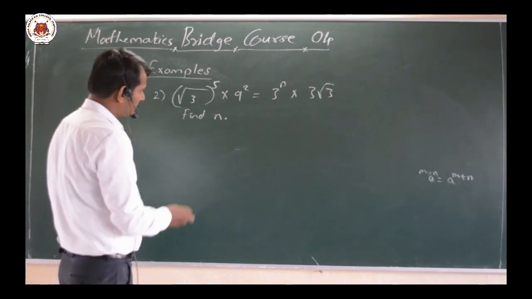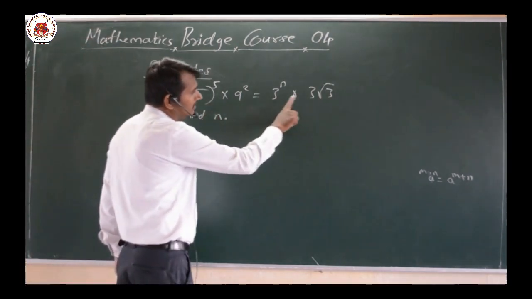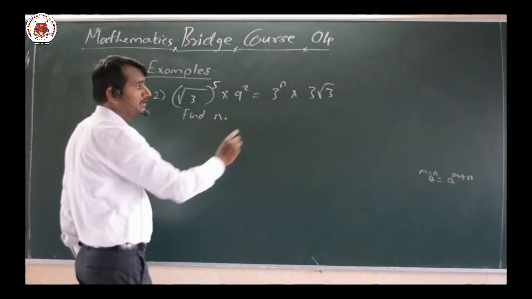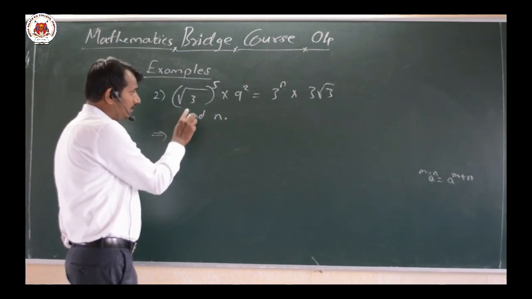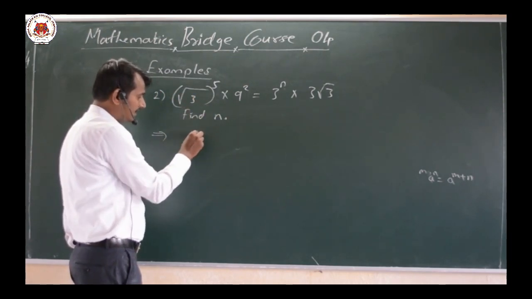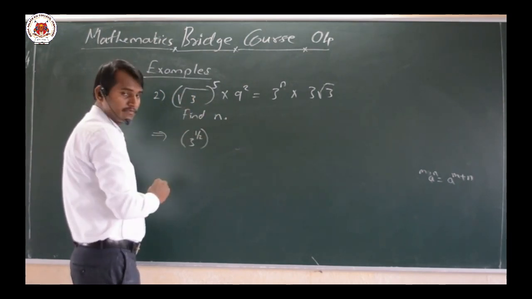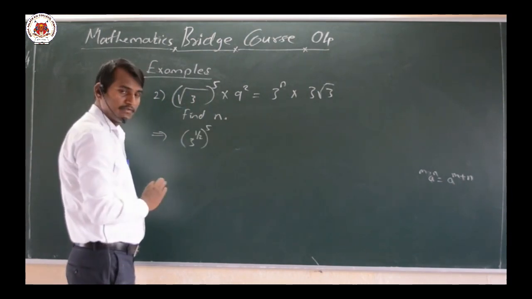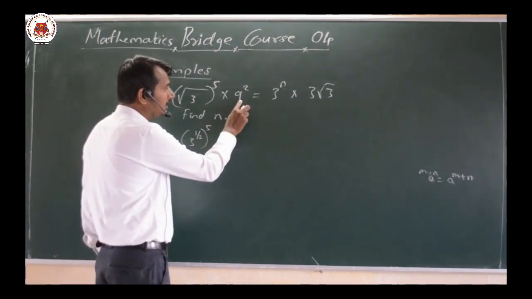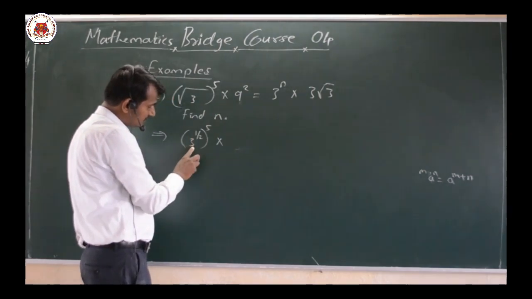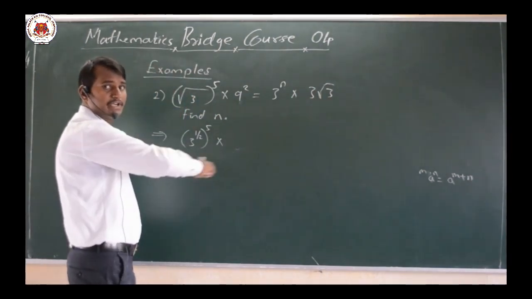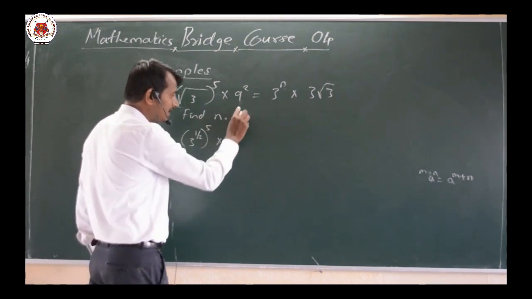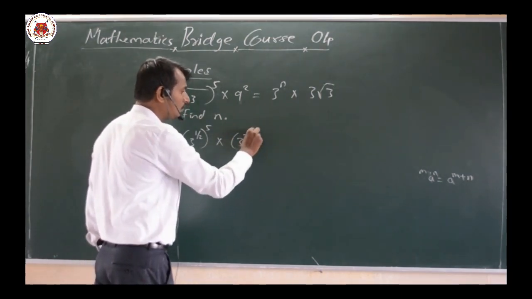So how do we solve this? First of all, we require to find the n value. Here, square root of 3 I can write as 3 raised to 1 by 2, whole to the power of 5, into 9. Since 3 base is there everywhere, I will make it completely 3 base. That means 9 I can write as 3 square whole square.